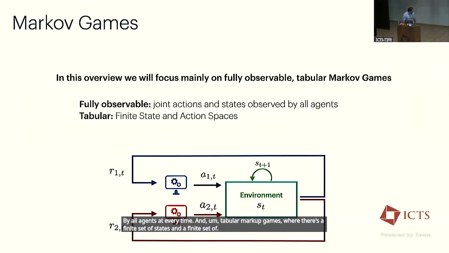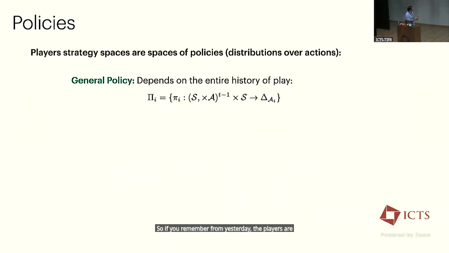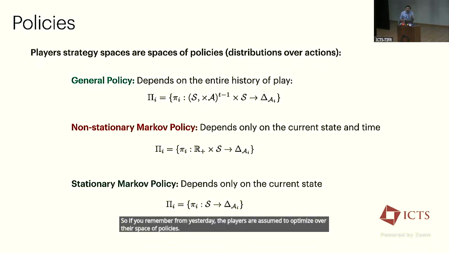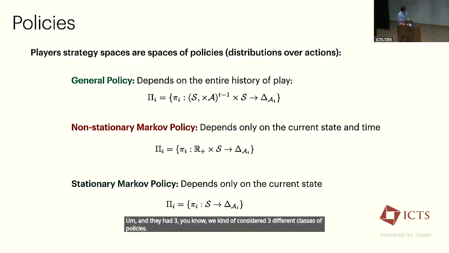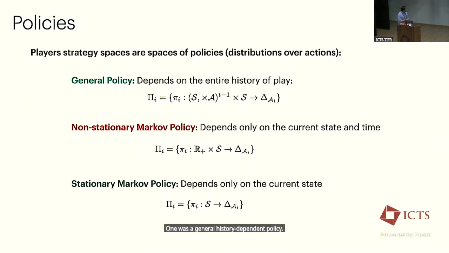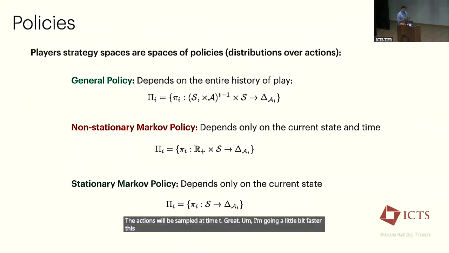Great. So if you remember from yesterday, the players are assumed to optimize over their space of policies. We considered three different classes of policies. One was a general history-dependent policy. One was a non-stationary Markov policy. These policies can depend both on the current state and the current time. And then a stationary Markov policy, which depends only on the current state. And remember, a policy goes from state to a distribution over actions by which the actions will be sampled at time t. Great. I'm going a little bit faster in this initial part just because it's a recap of what we saw yesterday.